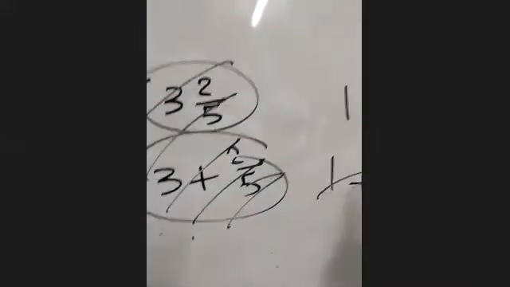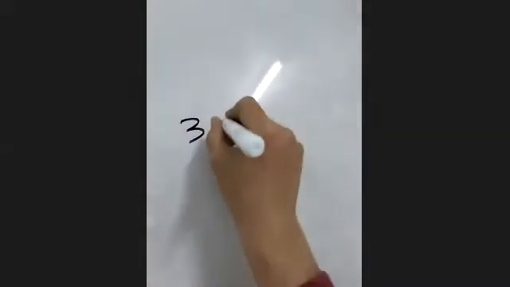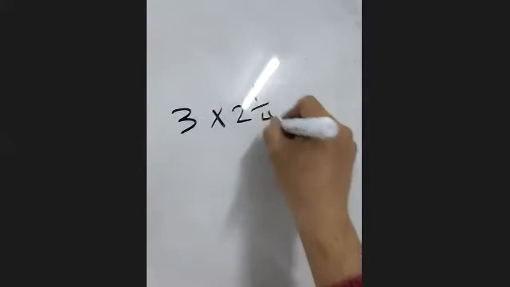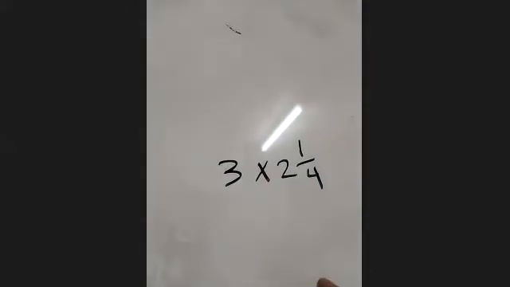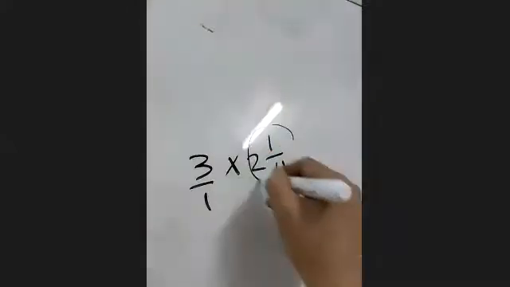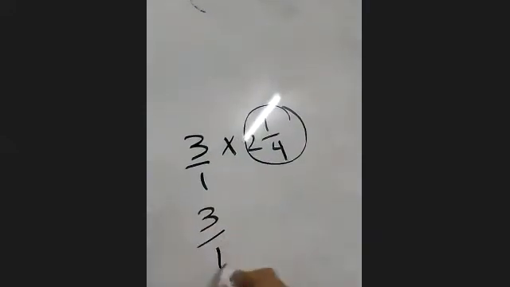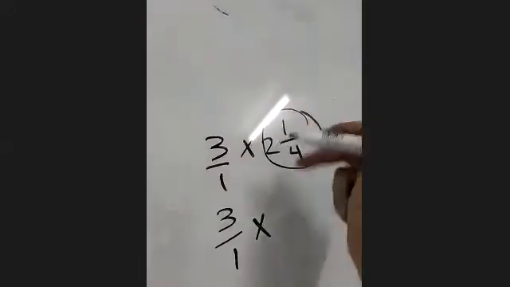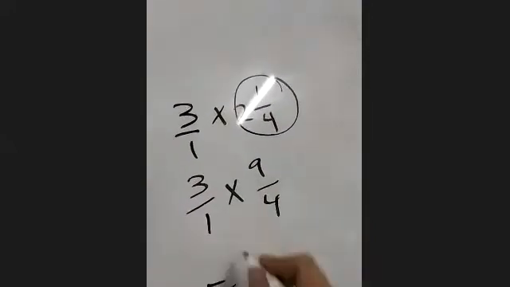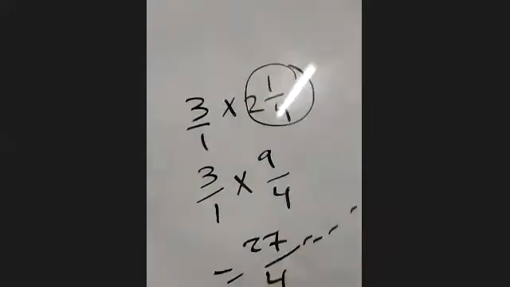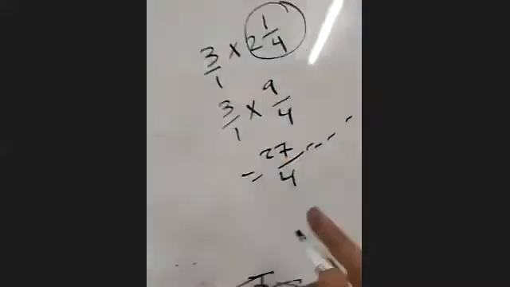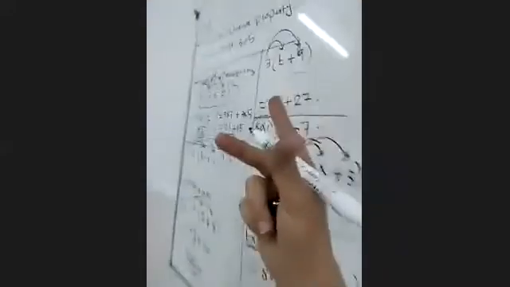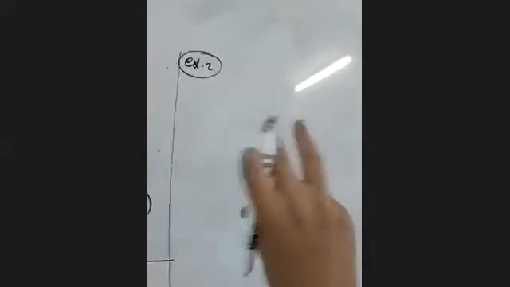Now we'll use the distributive property. If you remember, guys, how we multiply, for example, 3 multiply 2 and 1 over 4. We did that before. This is over 1 and we turn this to a fraction. 3 over 1 multiply 9 over 4, since 4 by 2 is 8 plus 1. Then we multiply up, down, 27 over 4. Then we simplify. But today we'll use the distributive property to do it in another way.